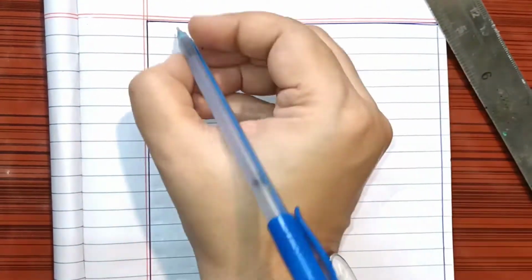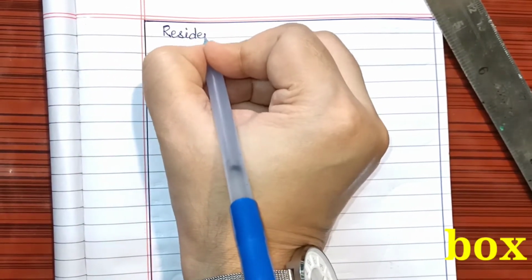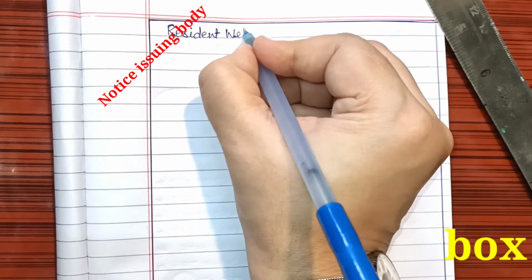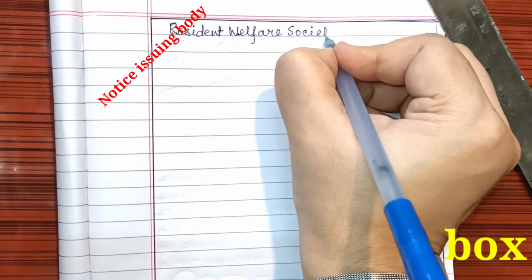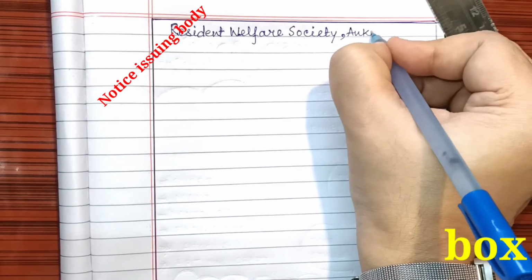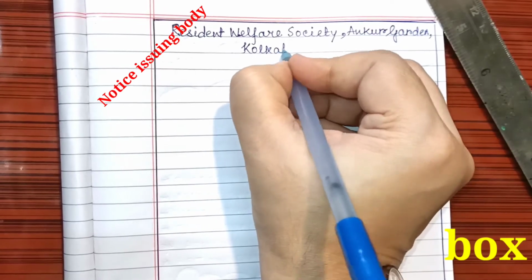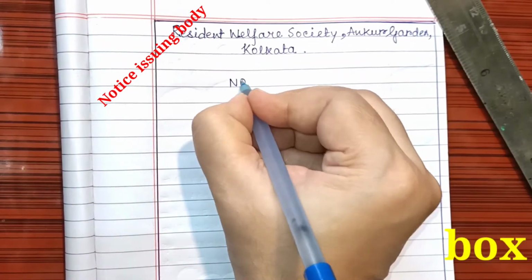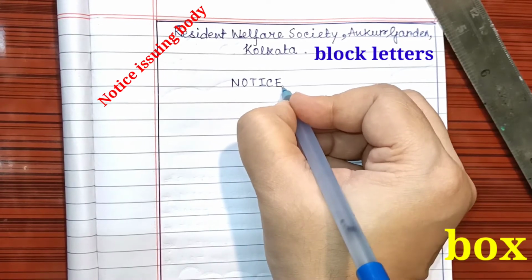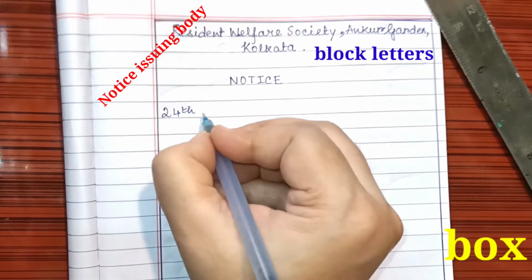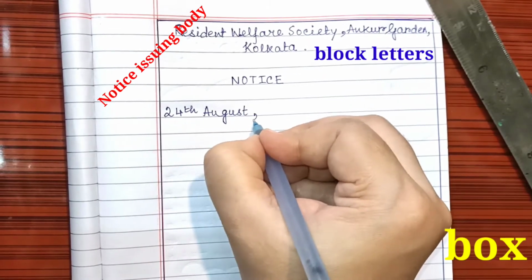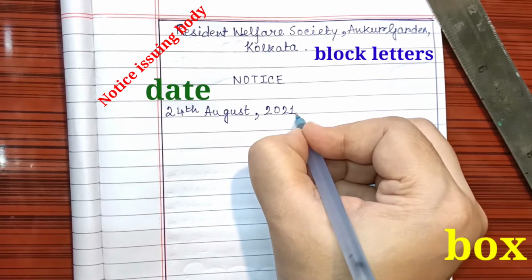Now before you start writing the notice, you will have to draw a box. Draw the box very neatly with the help of a ruler. Put your notice within a box. After that, write down the name of the organization or institution issuing the notice. In this case, the issuing organization is Resident Welfare Society, Ankur Garden, Kolkata. Leave a line and write notice in block letters. You may underline it as well. Leave another line and mention the date properly. Here I have written 24th August 2021.